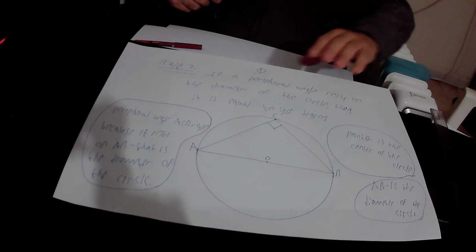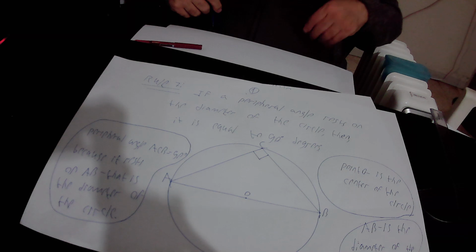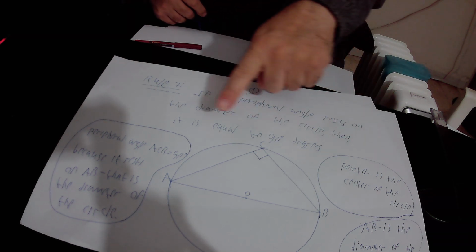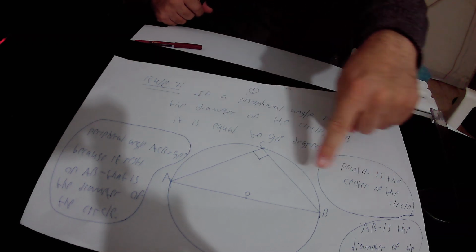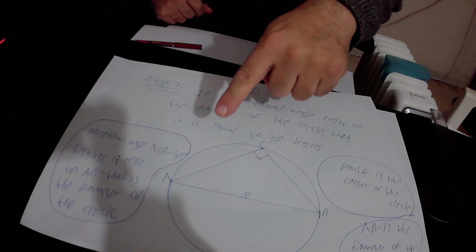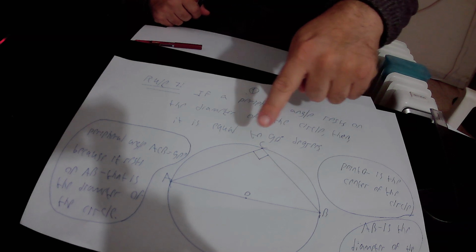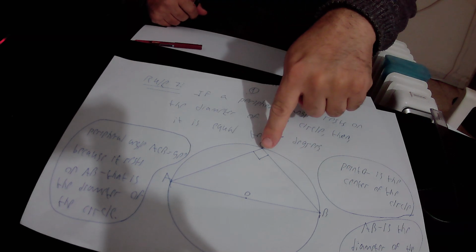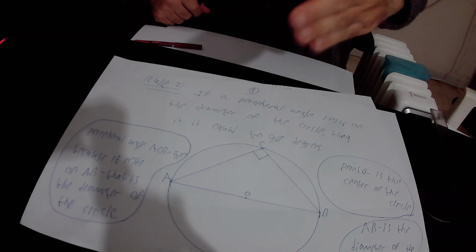According to rule number 7, if a peripheral angle rests on the diameter of the circle, then it is equal to 90 degrees. Here, AB is the diameter of this circle, and this peripheral angle ACB rests on AB. And therefore, this peripheral angle ACB must be equal to 90 degrees. And indeed, it equals 90 degrees. Why? Because any peripheral angle that rests on the diameter of the circle must be equal to 90 degrees.